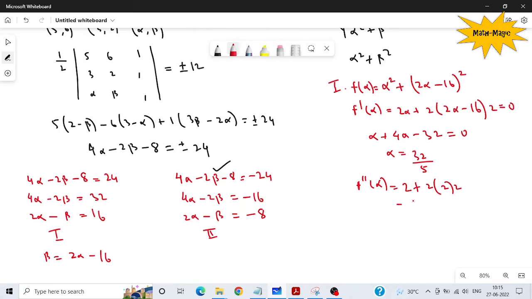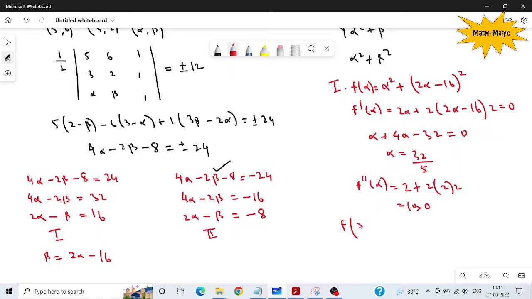So we end up with 8 plus 2, which is 10, which is greater than 0. So this says that this point is a minima. Since we know the value of alpha, we can get the minimum value of f of alpha. So what is going to be the minimum value of f of alpha?